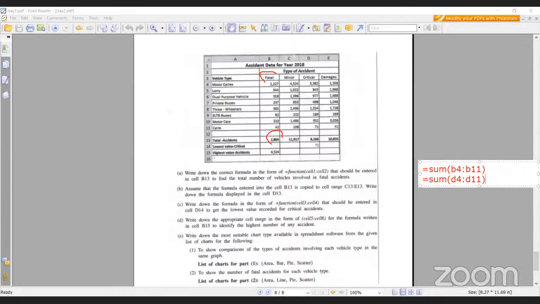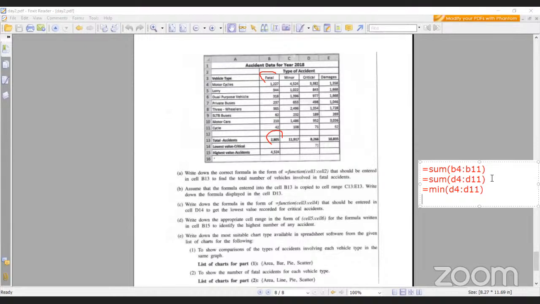And see, write down the formula in the form of a function in B14 to get the lowest value. Lowest value, you know, the function is MIN. D4 colon D11. Then write down the appropriate cell range in the form of cell 5 to cell 6. Again, only the cell range, yeah.